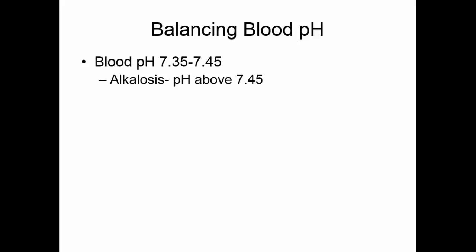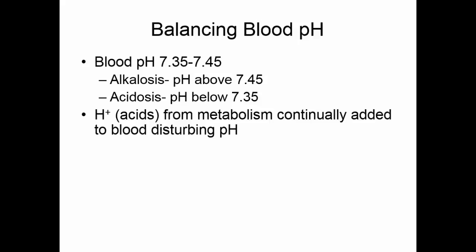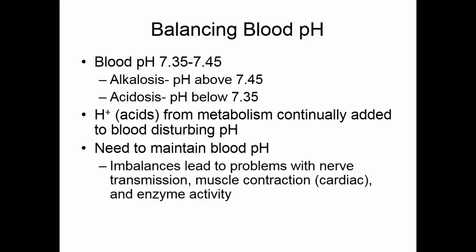The kidney also has the function of balancing blood pH. Blood pH should be very narrowly maintained between 7.35 and 7.45. If the blood pH rises above 7.45, we have a condition known as alkalosis. Below 7.35, the condition is known as acidosis. Acids are constantly being produced by metabolism and being continually added to the blood, disrupting the pH. We need to maintain blood pH because imbalances can lead to problems with nerve transmission, muscle contraction, particularly cardiac muscle, and enzyme activity in all tissues.